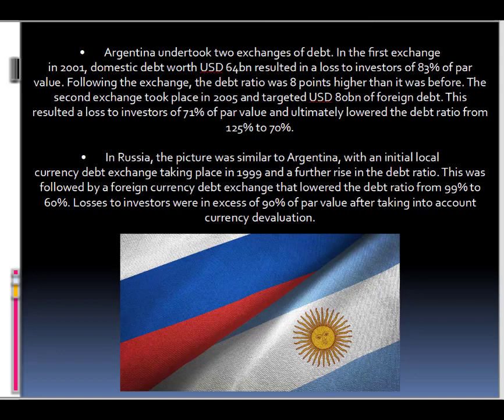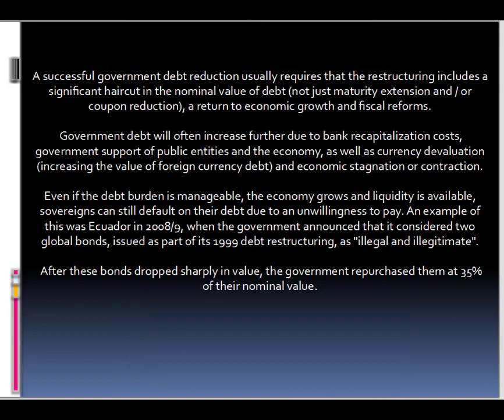In Russia, the picture was similar to Argentina, with the initial local currency debt exchange taking place in 1999 and a further rise in the debt ratio. This was followed by a foreign currency debt exchange that lowered the debt ratio from 99% to 60%. Losses to investors were in excess of 90% of par value after taking into account currency devaluation.